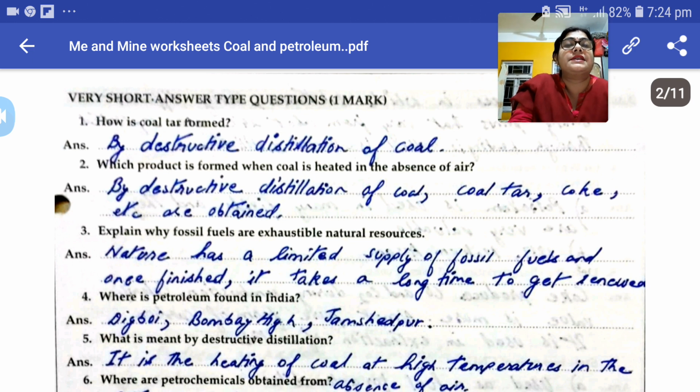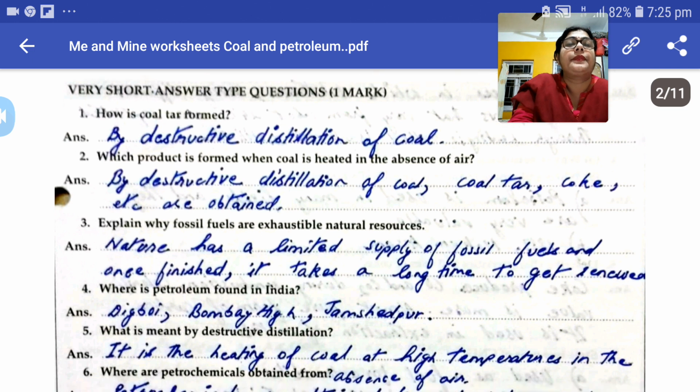Please write in full sentence, okay? That coal tar is formed by the destructive distillation of coal. Like that you'll write the full sentence. Then which product is formed when coal is heated in absence of air? So when coal is heated in absence of air, we get coal tar, coke, etc.